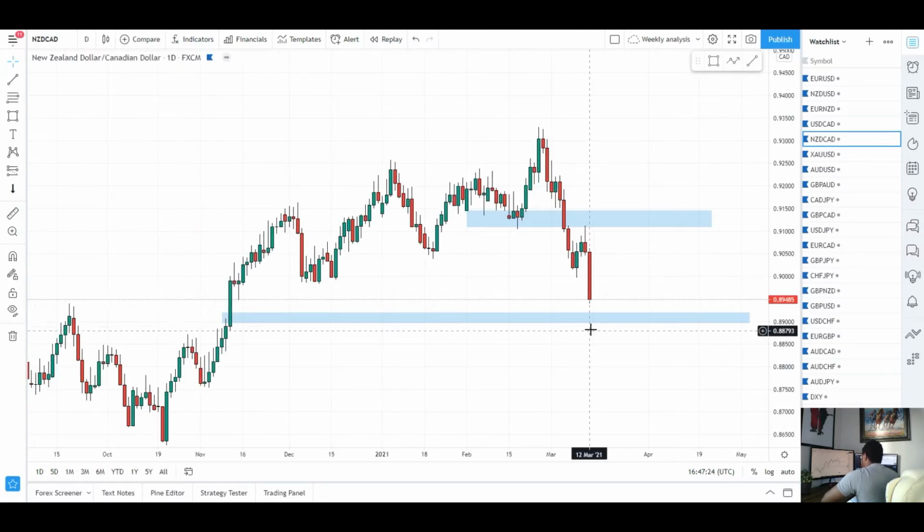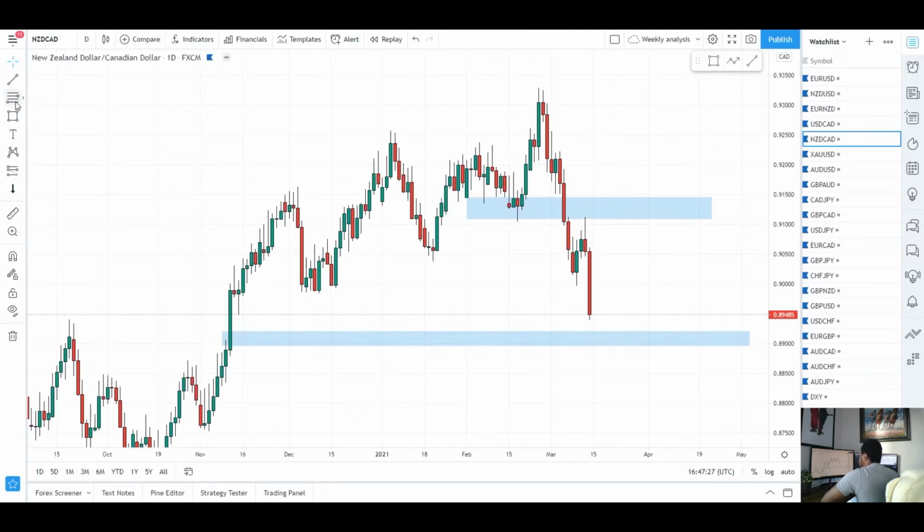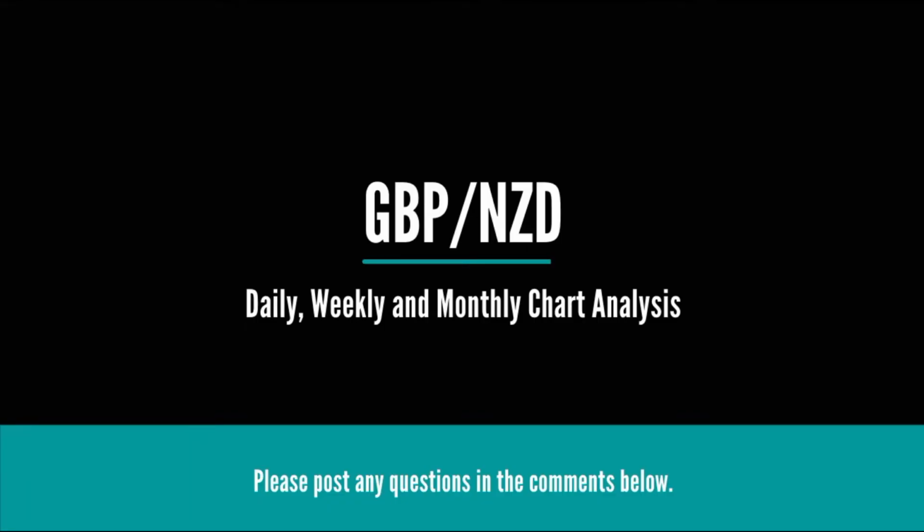So could see a little bit further push to the downside, maybe to that 0.89 level, and from then on could actually see a push all the way back up to 0.891. So for next week, expect to see a little bit more of a push to the downside, tap into 0.89, and then from then look to ride that back up potentially to around 0.91. Next up, we've got GBP NZD.